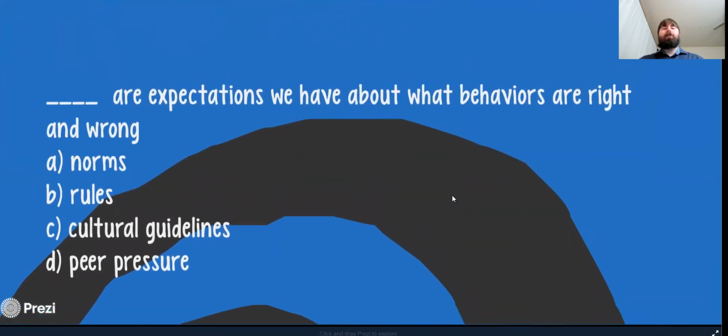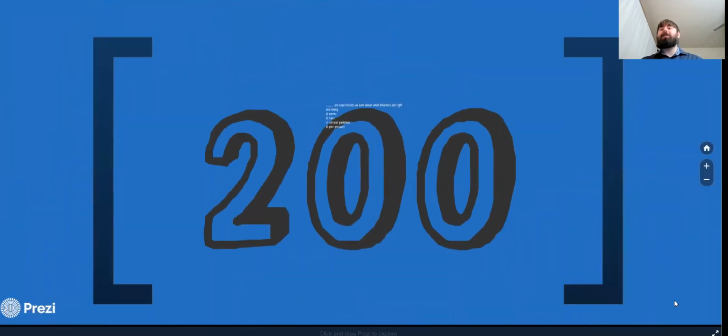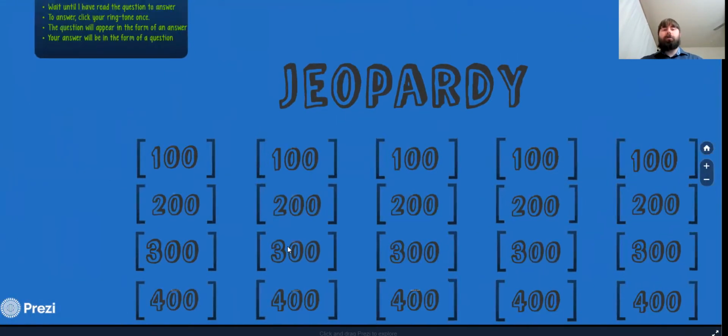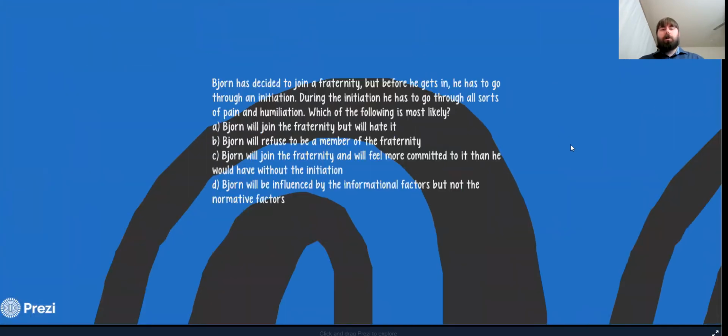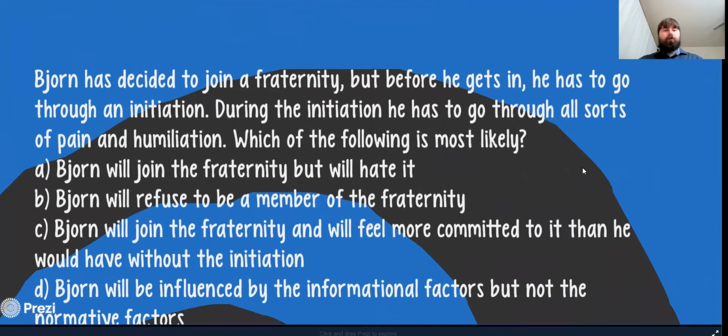Expectations we have about what behaviors are right and wrong. These are norms. You might have thought they might be rules, but with rules, you have actual laws that support that. But norms are just expectations of what is right or wrong. There's no law against picking your nose, but there is a norm against picking your nose in front of others, of course.